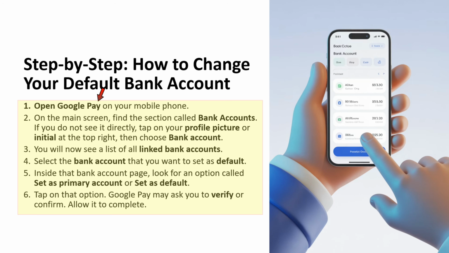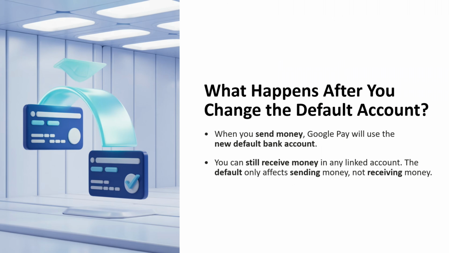Inside the bank account page, look for the option called Set as Primary Account or Set as Default. Tap on that option. Google Pay may ask you to verify or confirm. Allow it to complete.